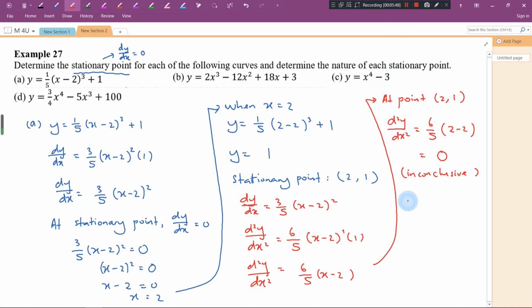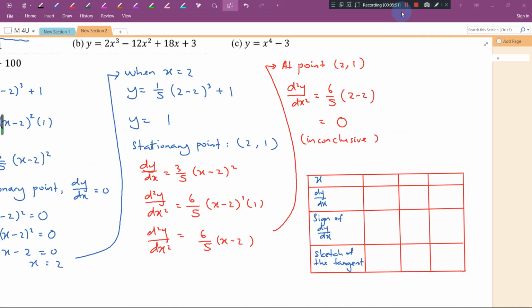Before that, let me draw a table for you first. Okay, I have drawn the table, so now we can start to use the first derivative test to test whether this stationary point is a maximum point, minimum point, or point of inflexion.